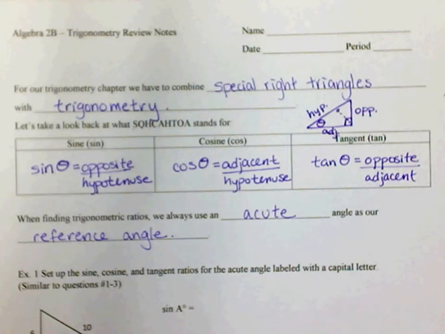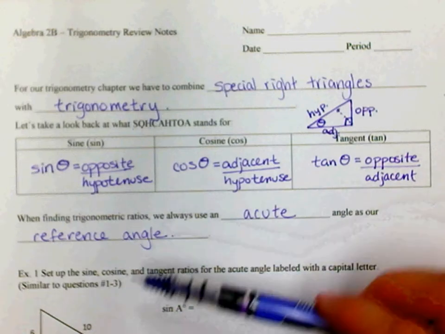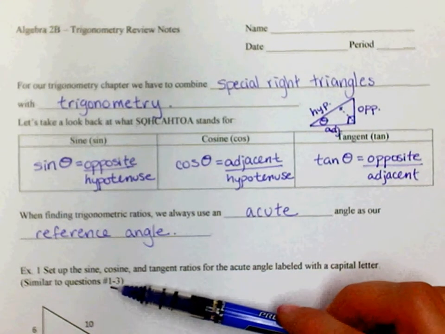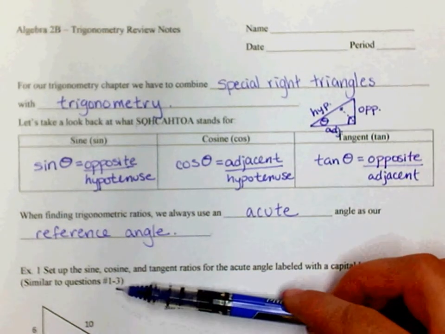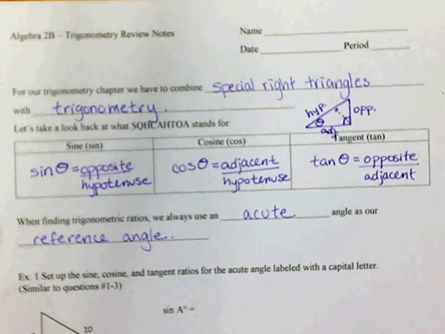Example 1. Set up the sine, cosine, and tangent ratios for the acute angle labeled with a capital letter. So in this case, angle A. And what I did was when I created the notes in the worksheet, I tried to pair them up. So the questions on the assignment that are similar to this example are 1 through 3. So that's where to look.